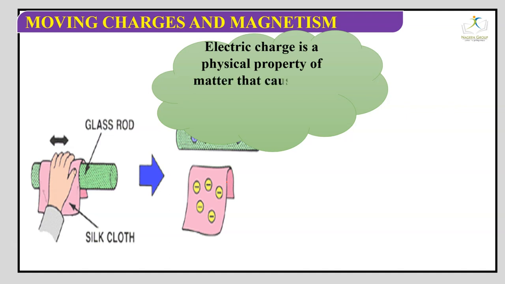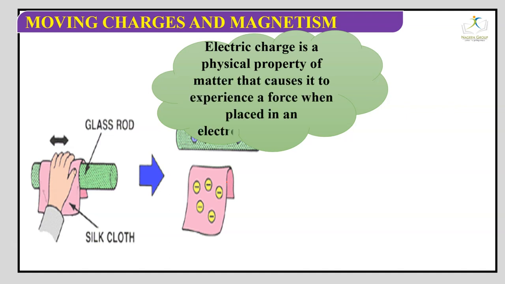Electric charge is a physical property of matter that causes it to experience a force when placed in an electromagnetic field. The meaning of an electromagnetic field is a time varying field. Whenever an electric field changes with respect to time, it produces a magnetic field and vice versa. So that kind of field is known as an electromagnetic field.